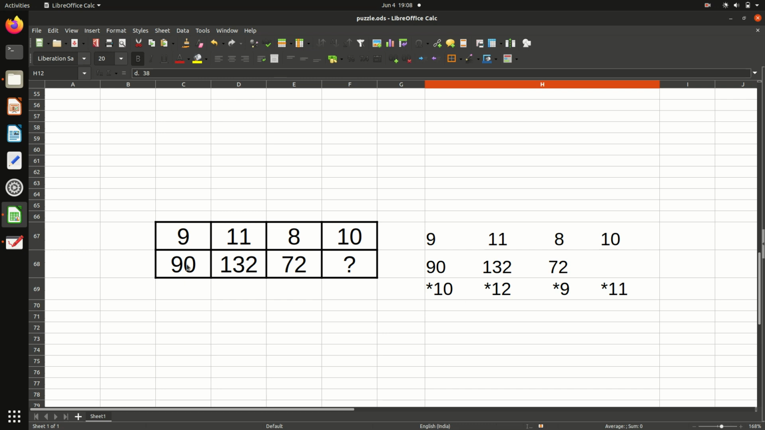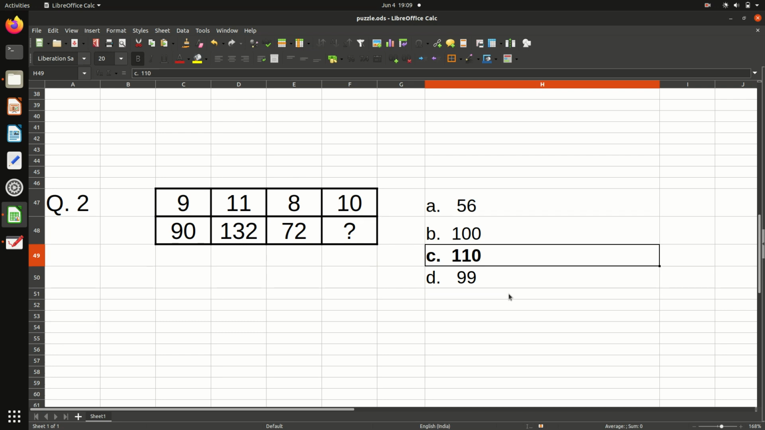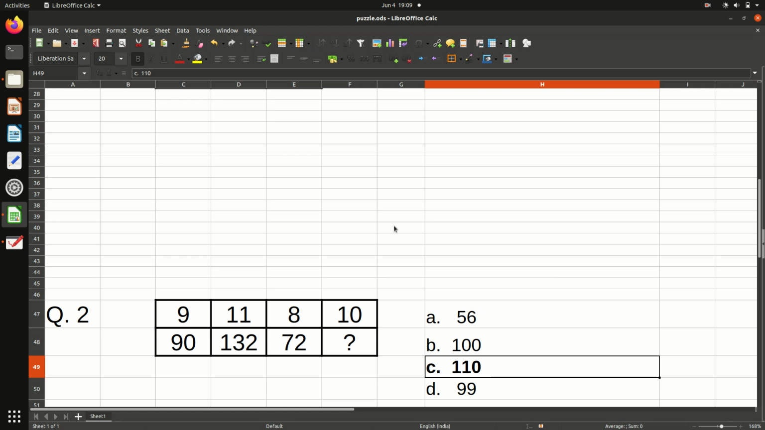So 9 into 10 like this way. So here it should be 10 into 11. Okay. So 110. So we will see the option. Okay. So option C is the correct answer, 110. So this was our logic for the second question. So the first is related to third and second is related to fourth. So this is our pattern. So these were the two questions.